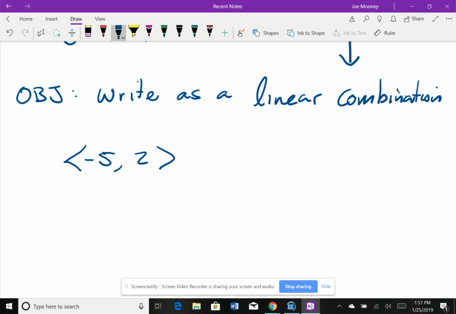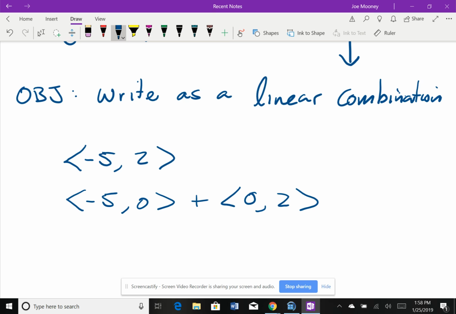let's do it this way. Let me show you why very quickly. Let me factor out of this. Let me write this as -5, 0 plus 0, 2. Okay, I'm not trying to confuse you. I'm just trying to show you, break things up.